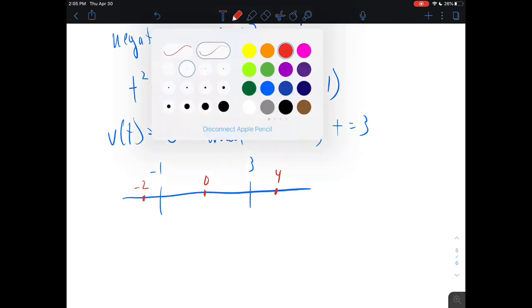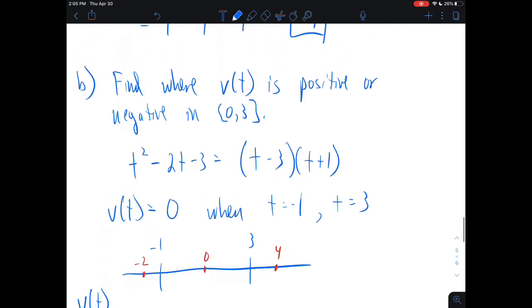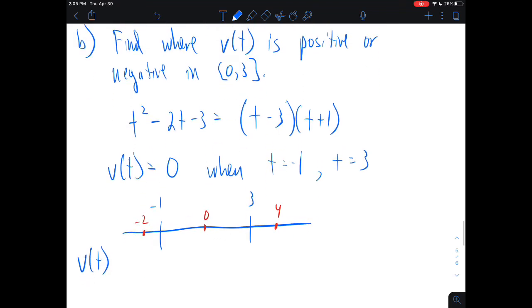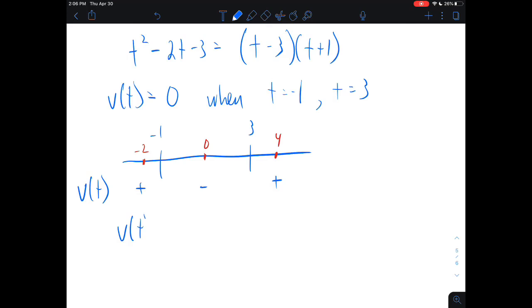But when I plug in those test points into my velocity function, -2 plugged into t squared minus 2t minus 3, that gives me 4 plus 4 minus 3. That's going to be a positive. When I plug in 0, I get a negative. And then when I plug in 4, I get a positive. So in fact, the velocity function is negative everywhere between 0 and 3. So v of t is less than 0 for t between 0 and 3.